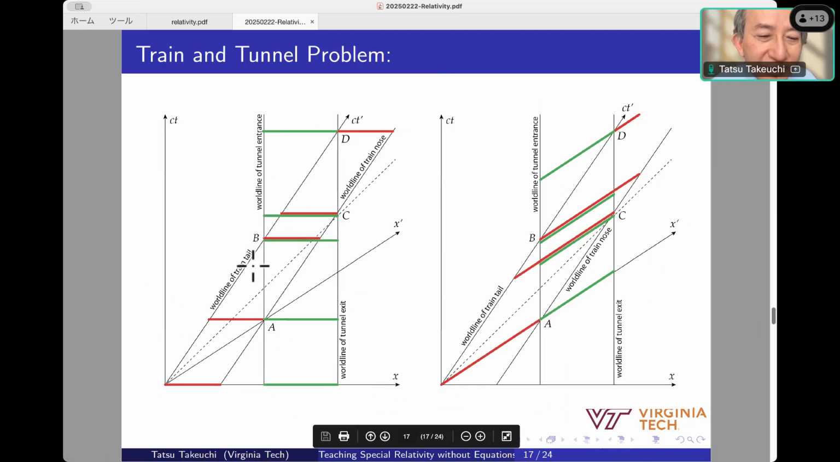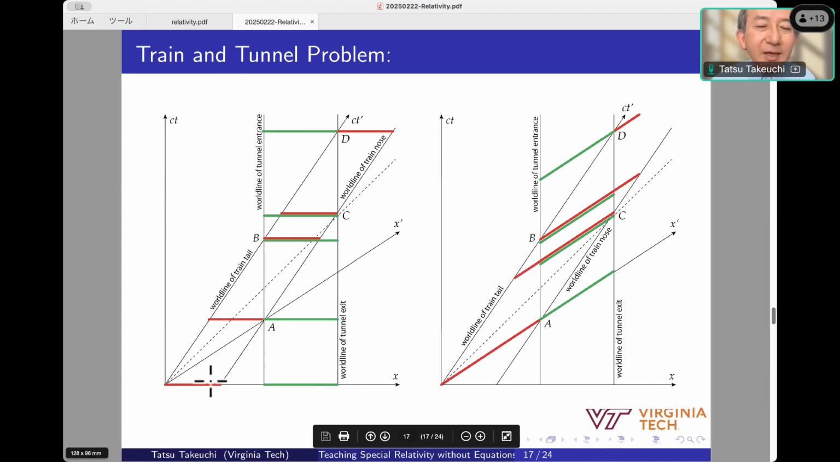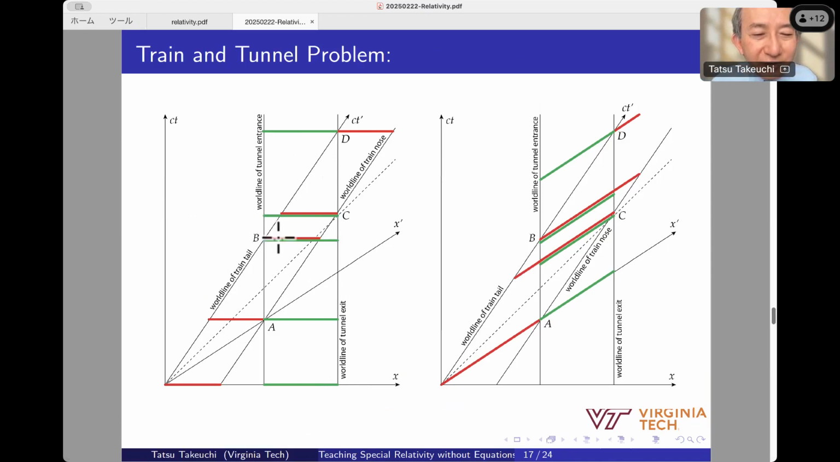Okay, so this vertical line is the entrance of the tunnel, and this vertical line is the exit of the tunnel, and this line that's moving to the right is the tail end of the train, and the other line which is parallel to that is the nose of the train. And the train and tunnel are assumed to be the same length when the train is at rest.